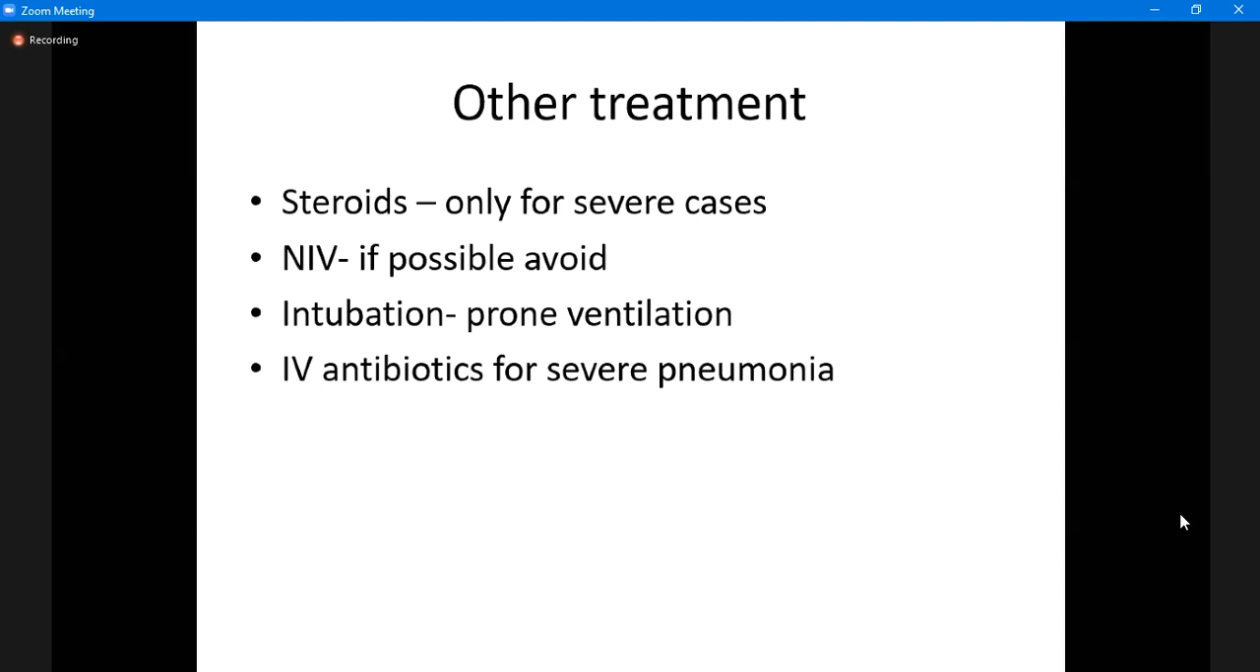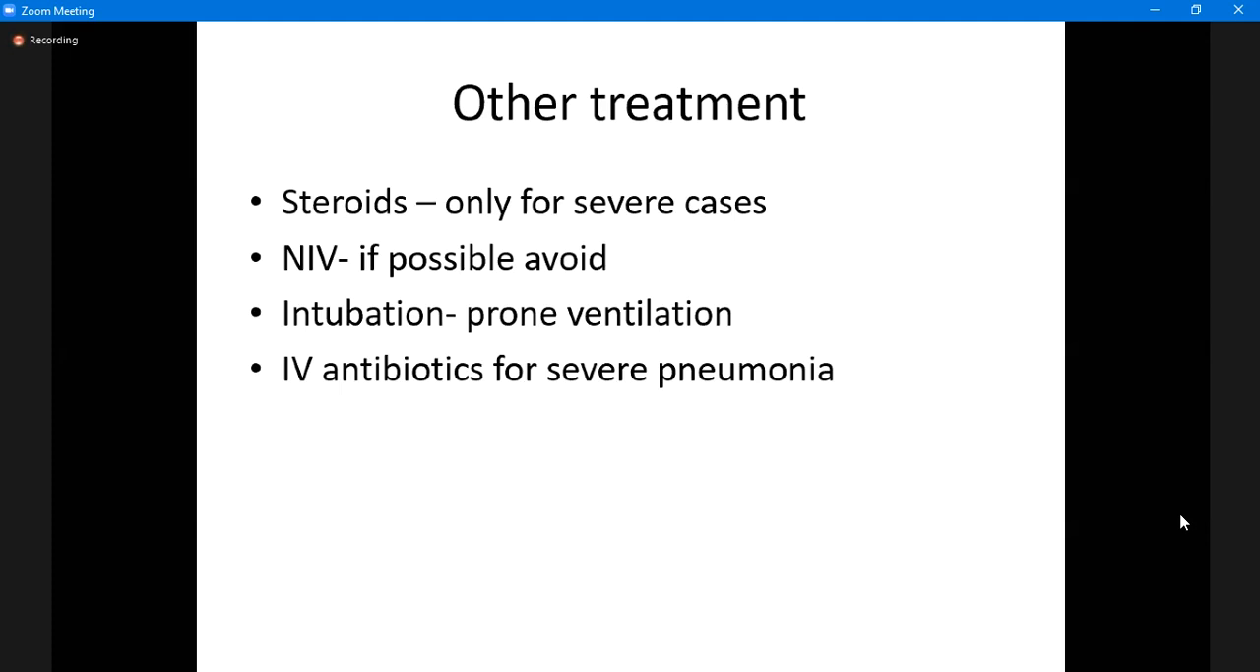Then other agents that have been tried are steroids. Steroids are generally not recommended for patients with COVID-19 unless they have severe acute respiratory distress requiring intubation. And one thing, of course, I want to tell you about non-invasive ventilation. So non-invasive ventilation is discouraged in patients with COVID-19.